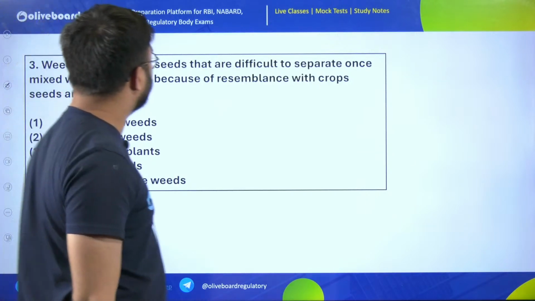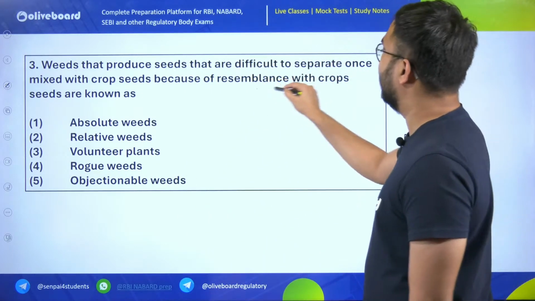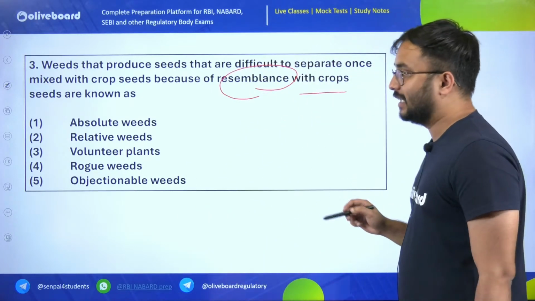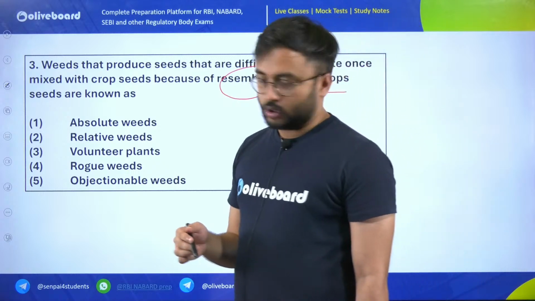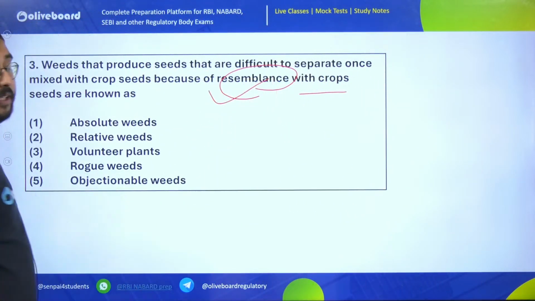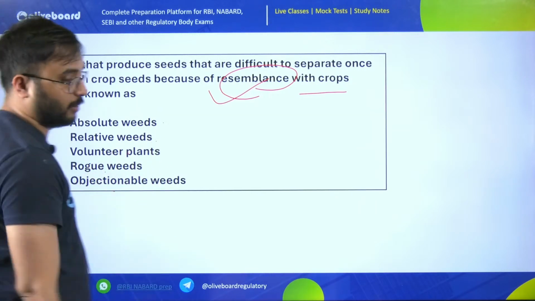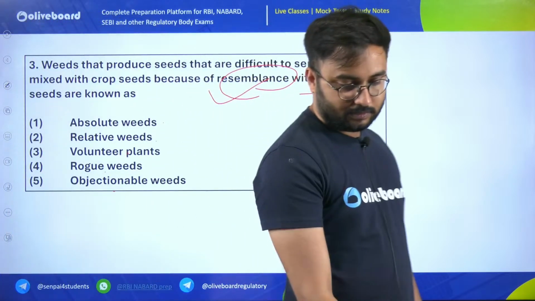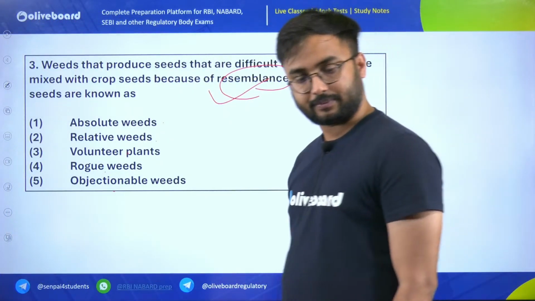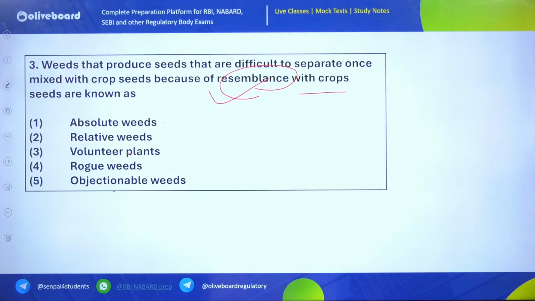The weeds that produce seeds that are difficult to separate once mixed with the crop seeds because of resemblance with the crop seeds, that are known as what? So the weeds which are resembling similar to the main crop which is planted, that is called as what? Absolute weed, relative weed, voluntary weeds, rogue weeds, or objectionable weeds. Please answer, guys. These are very easy questions, guys. You should be answering this.